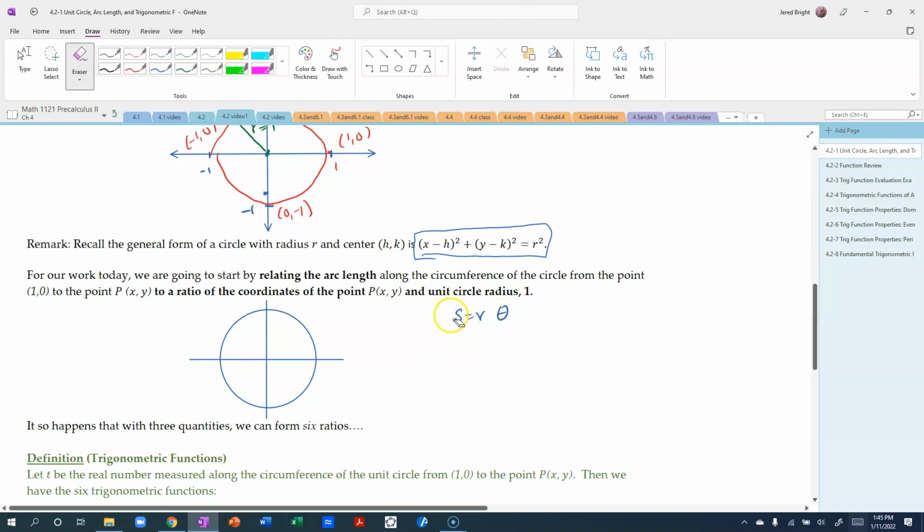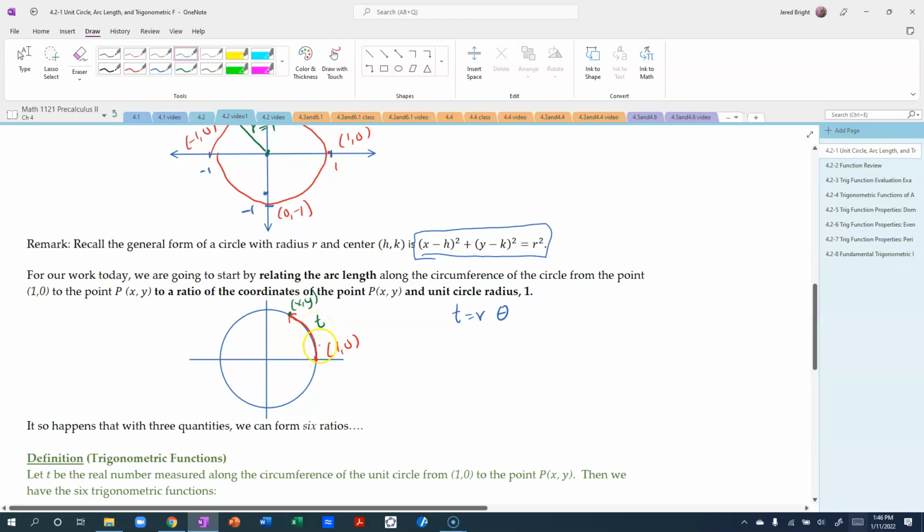Well, in this section, we don't use s, we use t. Why the change? Honestly, it's just because s's look like 5s. But what we're going to imagine is that we start at the point (1, 0). And from this point, we travel counterclockwise along the circumference of the circle, the edge of the circle, and we travel some distance, which we call t, the arc length. The point that it ends at, we would call the point (x, y).